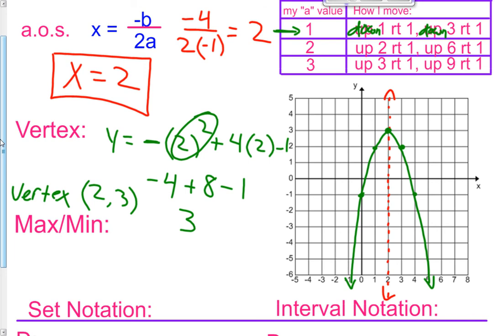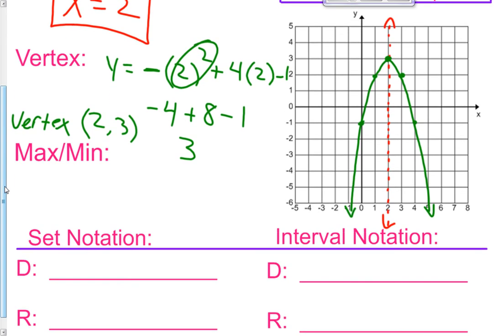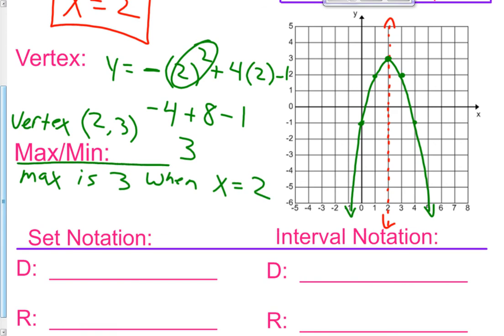Okay, let's define what our maximum or minimum is. When the parabola opens down, it's a maximum. It's a high point. There's a maximum when our graph opens down. I apologize for that, class. So it's a maximum of 3. The max is 3 when our x-coordinate is 2. So when x is 2, we have a high point.